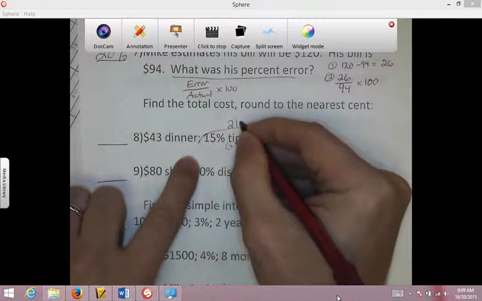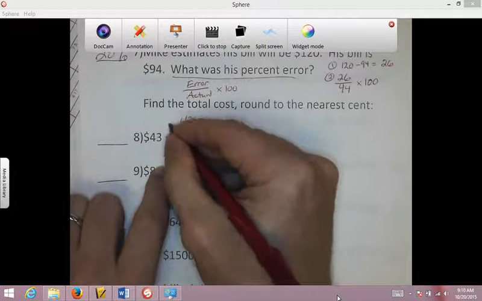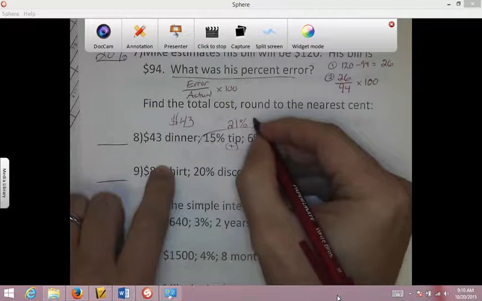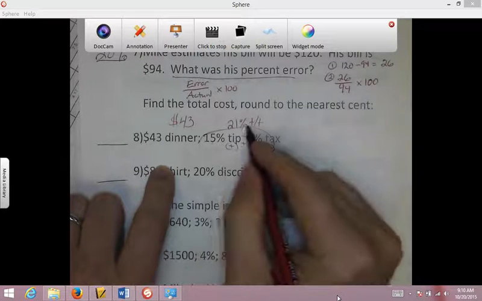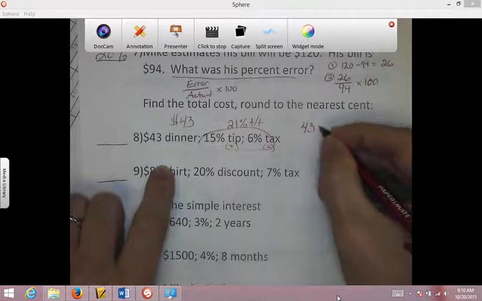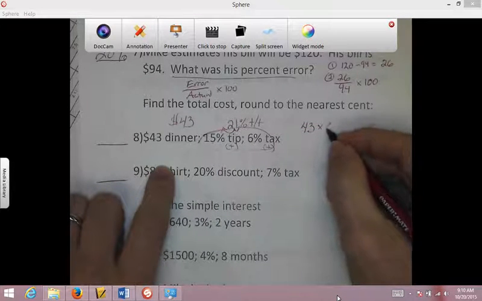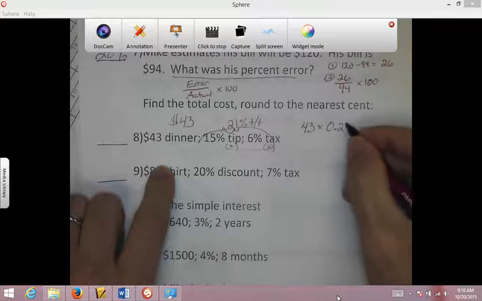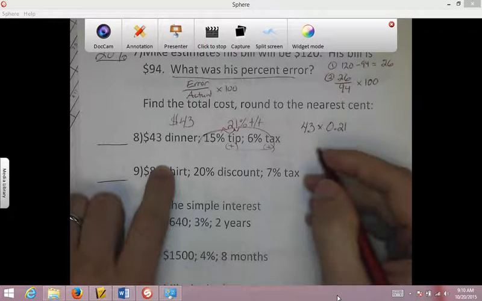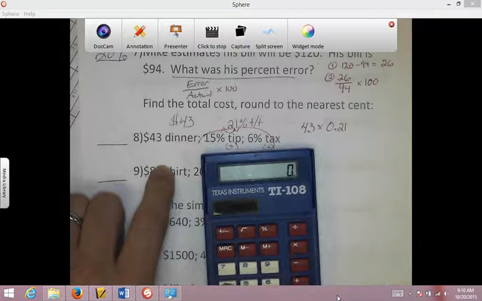So what we're going to do is find, for a $43 dinner, 21% for tax and tip. We're going to do this just as one problem. So the way we do this is 43 times, to make this into a decimal, move it over 2 spots to the left, Beyonce style, 0.21. That's right, good song. All right, when you multiply this in your calculator, 43 times 0.21, we end up with $9.03.